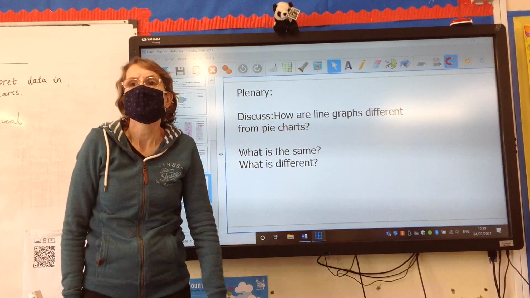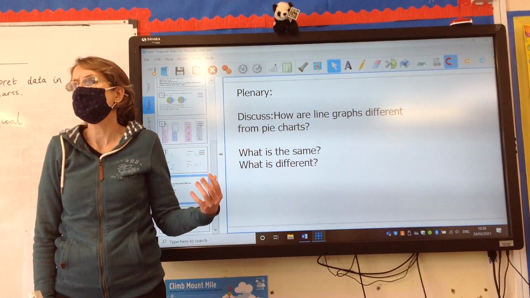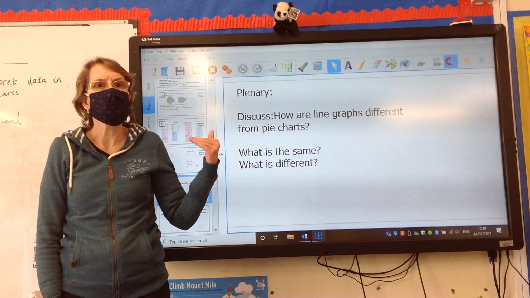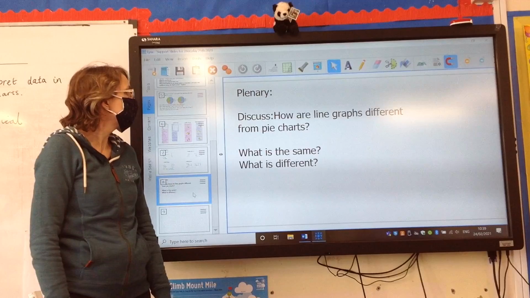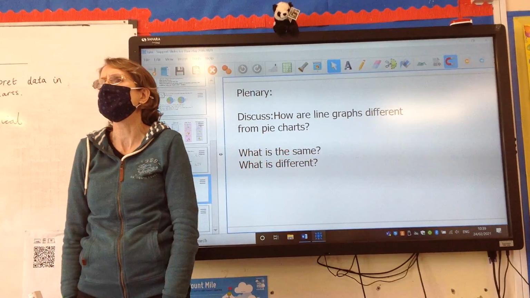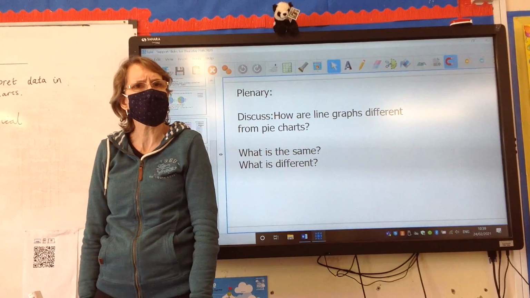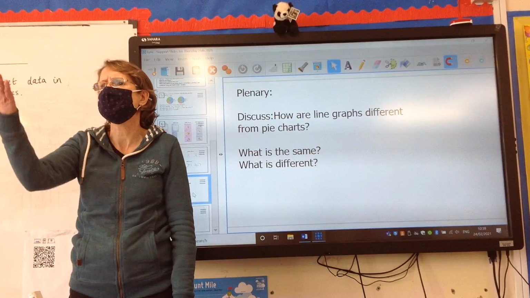What is different? You've had a go at looking at line graphs and pie charts this morning. You saw both of them in the introduction. So let's have a think about the difference between the two. They are very different, aren't they? But also, can we think of anything that is the same? They look very different, but is there anything that is the same?